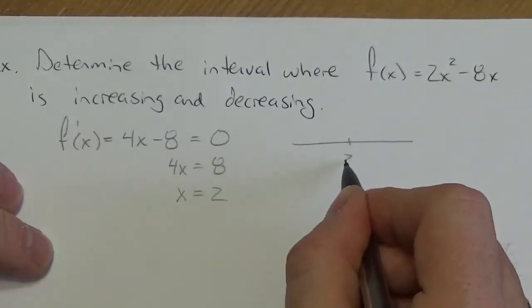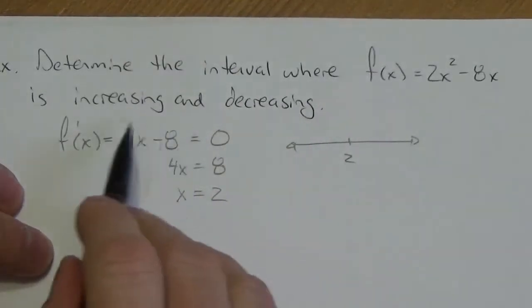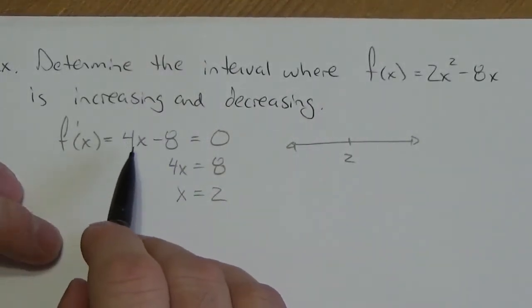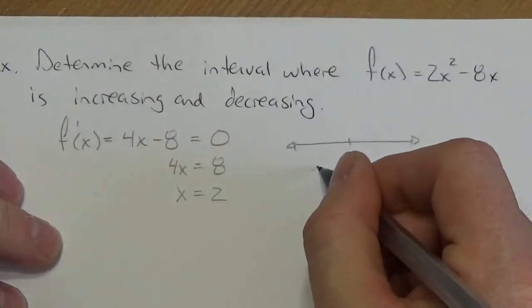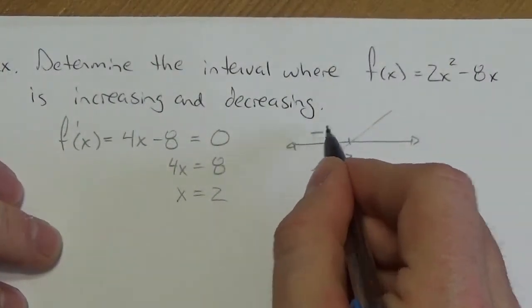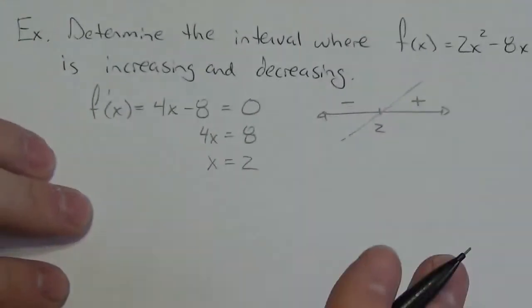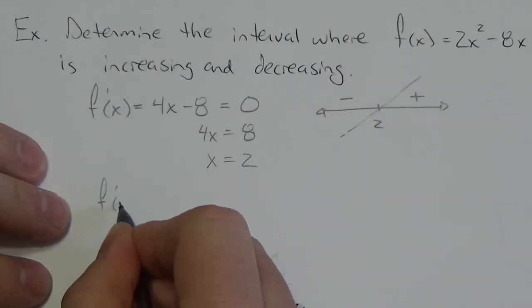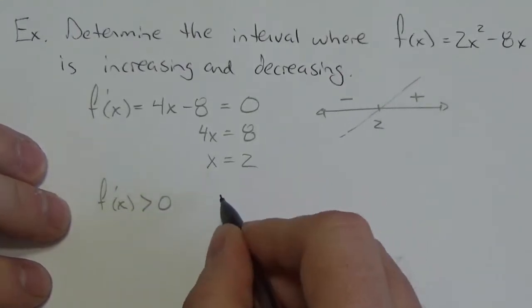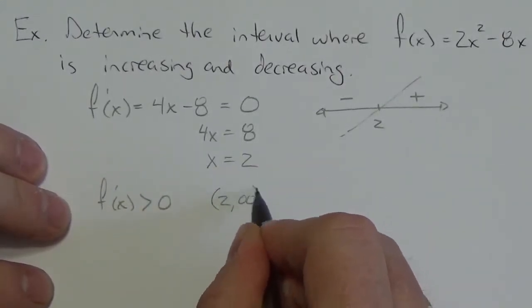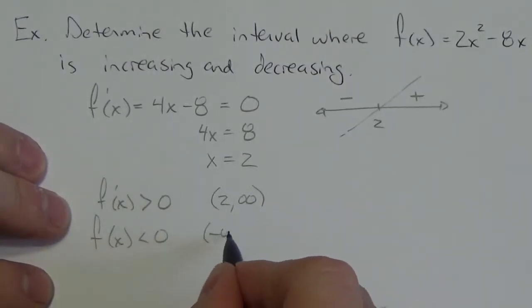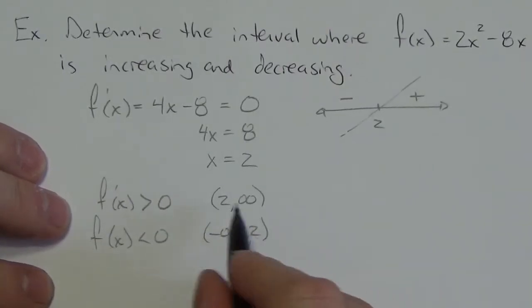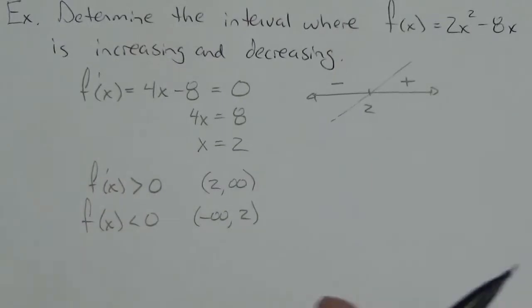Now, here's 2 on the number line. The graph of 4x minus 8, which is my derivative, is a line that's got a positive slope, meaning it's going to look something like this as I go through. So it's going to be negative over here, and it'll be positive over here. So, just to be clear, the derivative is going to be positive on the interval 2 out to infinity. The derivative is going to be negative on the interval negative infinity out to 2, but not inclusive. Okay? That's totally okay.